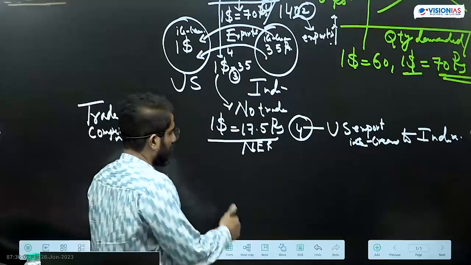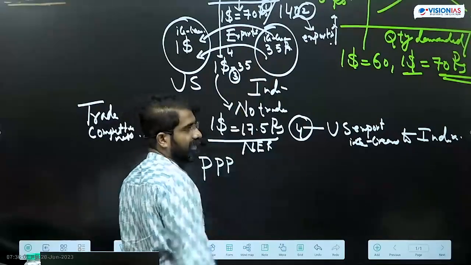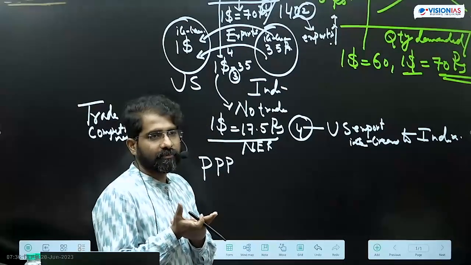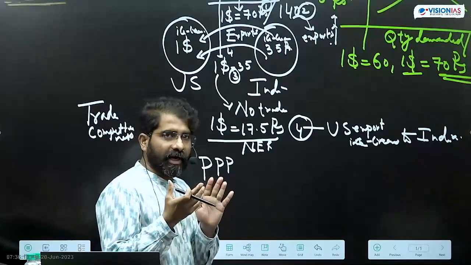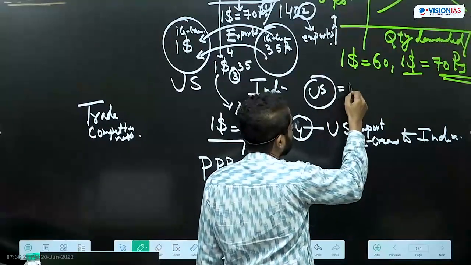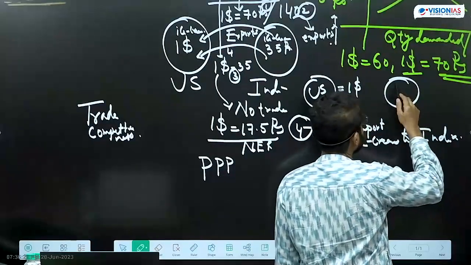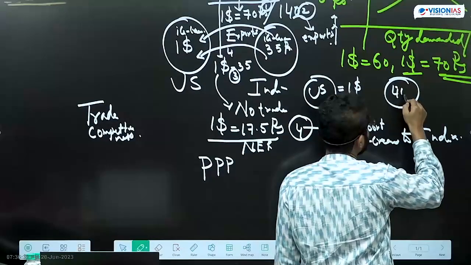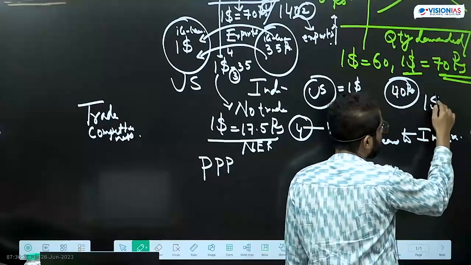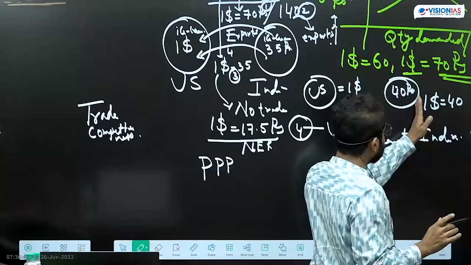Now when I talk about PPP here, this ice cream is a basket. I said this basket of goods. Instead of taking a basket of goods, I've only put one item in the basket, and that one item is ice cream. Now, instead of ice cream, if I take a basket of goods, let's say this basket of goods in US is costing $1, and the same basket of goods in India is costing 40 rupees. What is the PPP exchange rate in this case? PPP exchange rate is $1 is equal to 40 rupees.